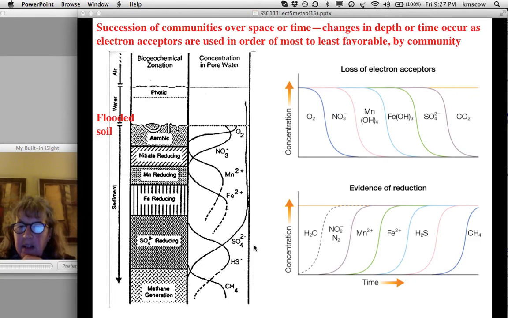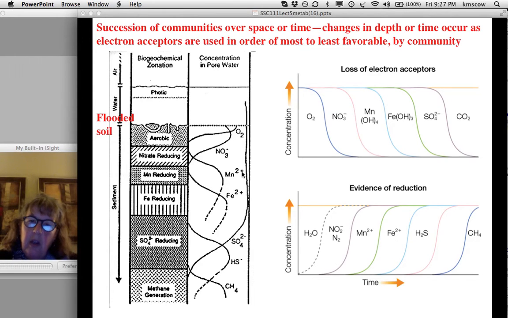So how does that compare to the electron tower? Does it seem like it's in the same order? What do you think? Yeah, it's flipped, isn't it? In the electron tower, we had oxygen at the bottom. Remember, the electron fell from the top, caught at oxygen, and then we had nitrate, then we had iron and manganese, then sulfate as we got higher, and then CO2.